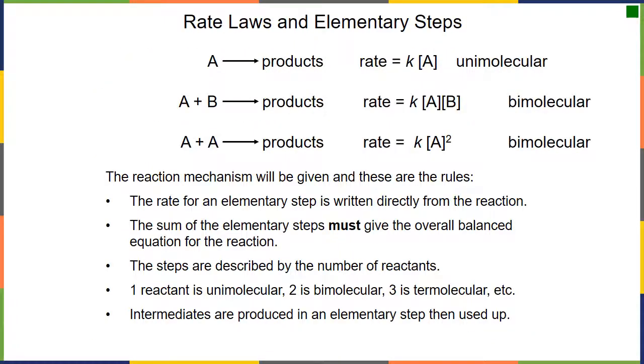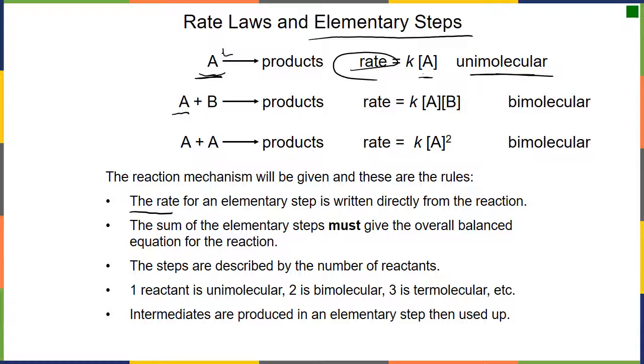So we need some rules. When we have our elementary steps, if we have one reactant going into products, one of the rules is that the rate for our elementary step has to be written directly from the reaction, which in this case says A goes into products. So our rate says that our rate depends on how much A we have. There's nothing else in here, therefore there's nothing else in our rate. Because this is one molecule, we say this is unimolecular.